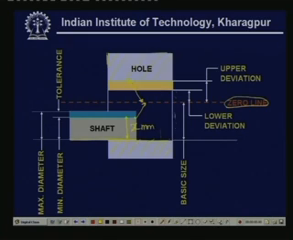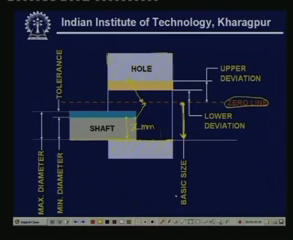That means the dimension, as we have referenced from this point to this point, this length, is what we call the basic size. So, what we understand is that the zero line is referred to as the basic size with respect to a datum or a reference line.